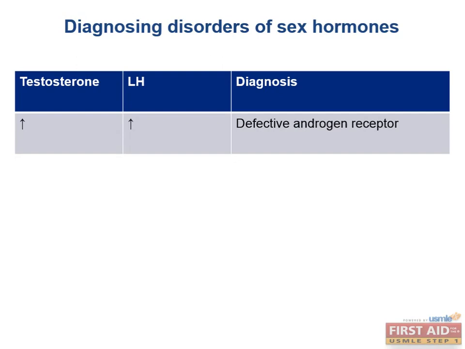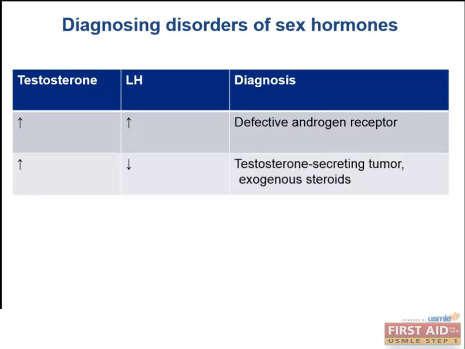There's nothing wrong with the luteinizing hormone receptor, so this increase in luteinizing hormone leads to increased activation of the Leydig cells to produce testosterone. So we have increased luteinizing hormone and increased testosterone in the presence of a defective androgen receptor.